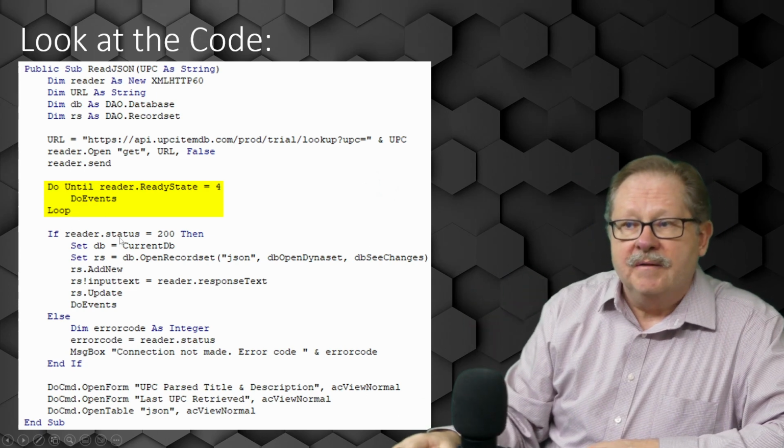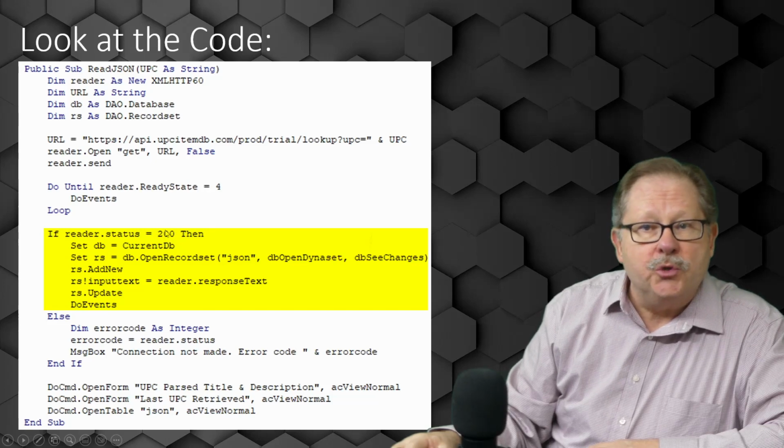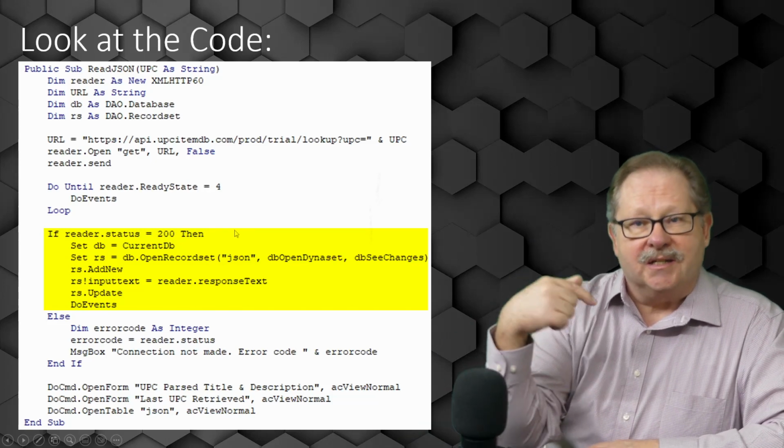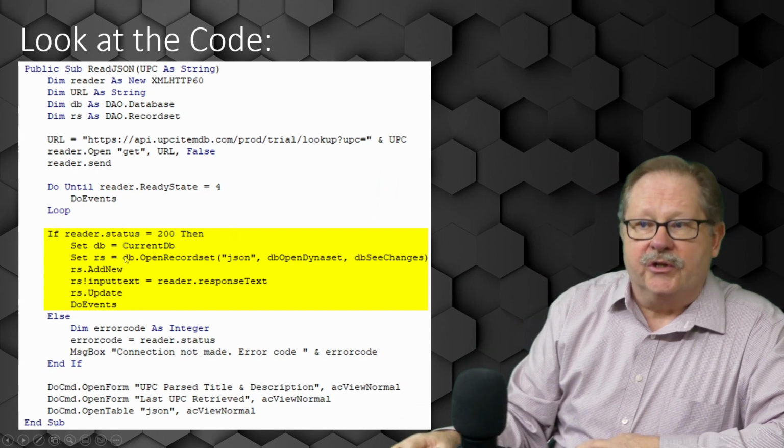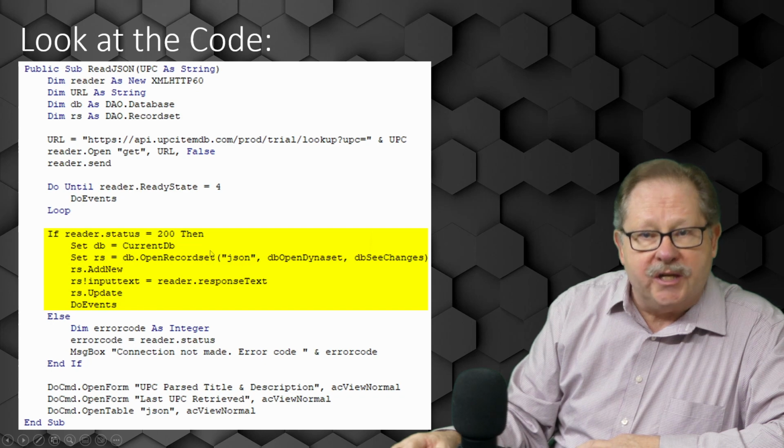At that point, if the reader status is 200, which is a successful read, I then set my database to the current database and open a recordset called JSON.